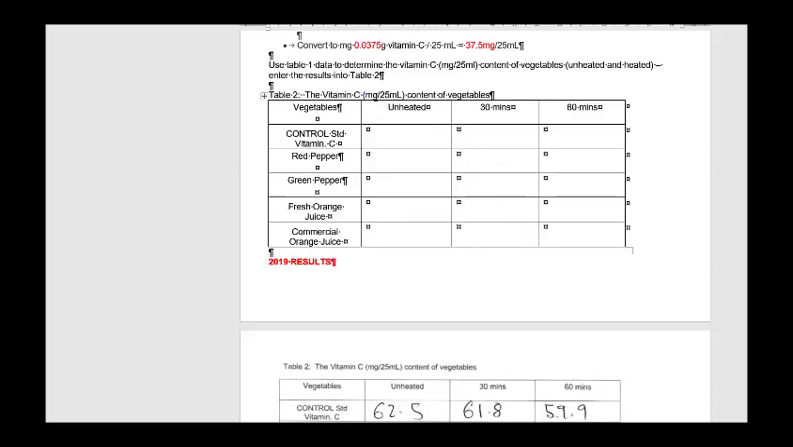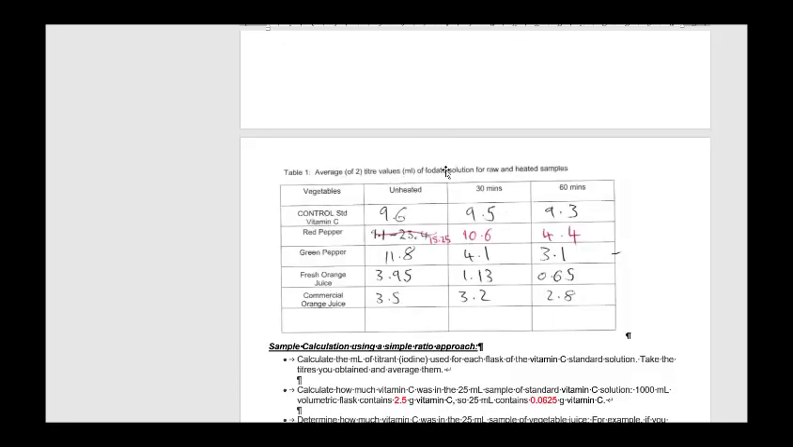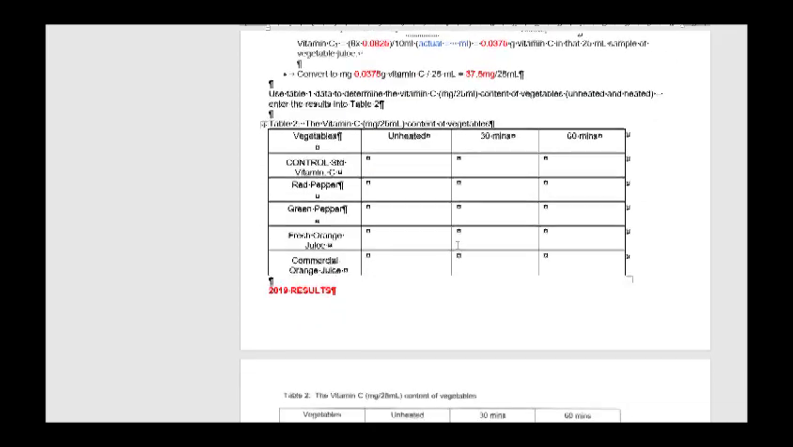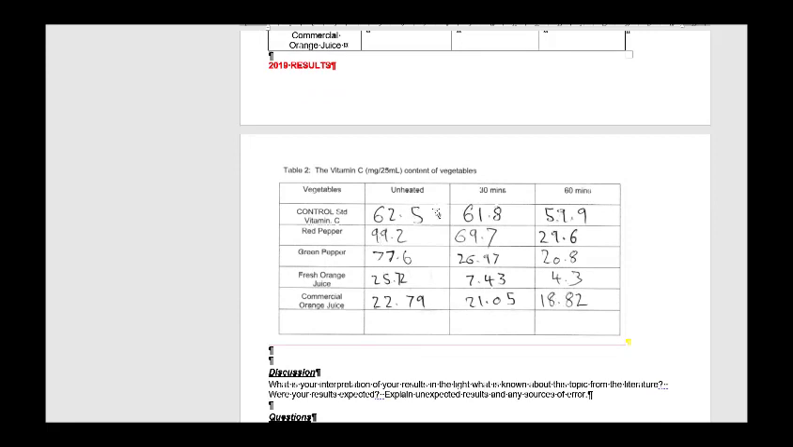All right, so we've also got some results. Sorry, so table 1 is just showing how many mL of iodate we used. And then in table 2, you use that information to calculate the actual amount of vitamin C present in the sample. So after you've done the calculations, you end up with this result here. But again, it's showing no significant reduction in the artificial vitamin C, not a significant reduction in the commercial juice. Again, it's probably artificial vitamin C, but significant reduction in the vegetable juice and also the fruit juice.